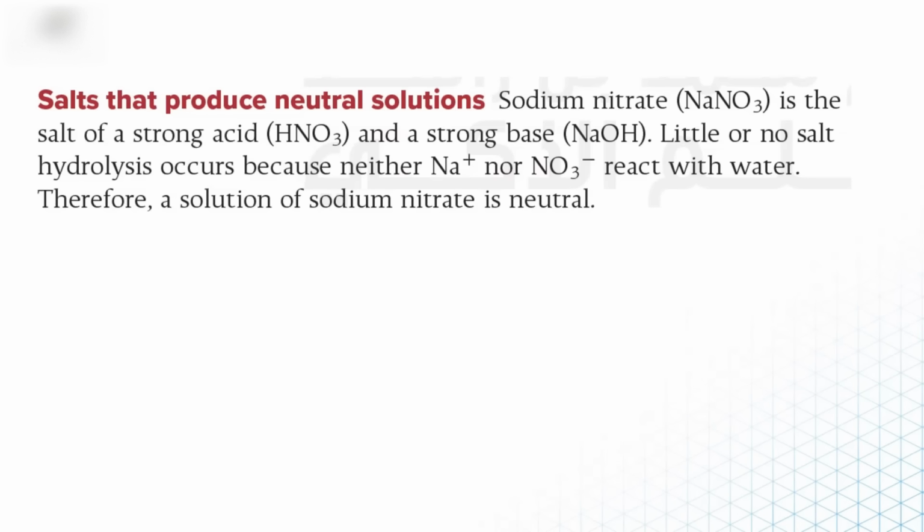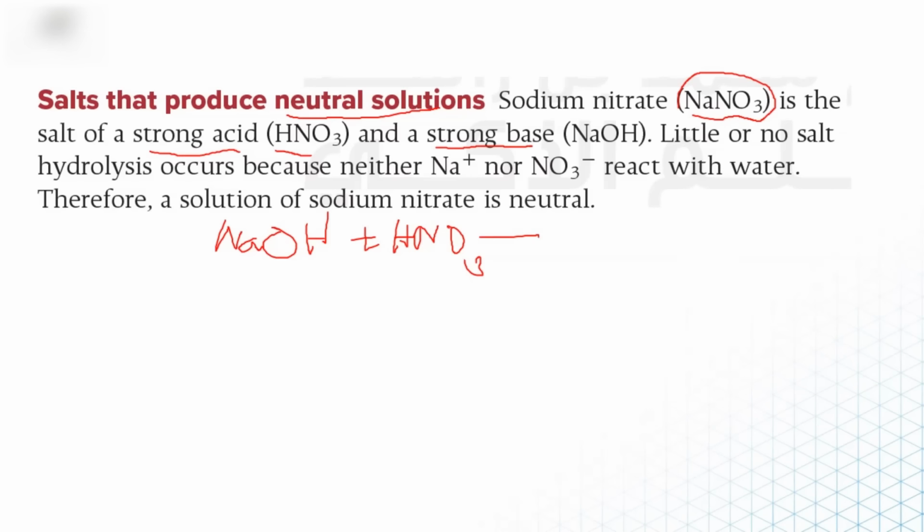Now there are some salts that don't produce either H plus or OH minus in the solution and they produce a neutral solution. For example, sodium nitrate. Sodium nitrate is produced from the reaction between a strong acid and a strong base. So all of you know this reaction by now. Plus HNO3, you will get NaNO3 plus water. So this is the salt.